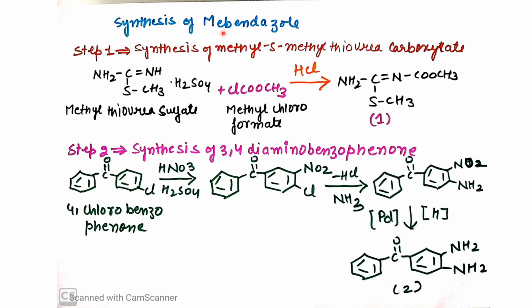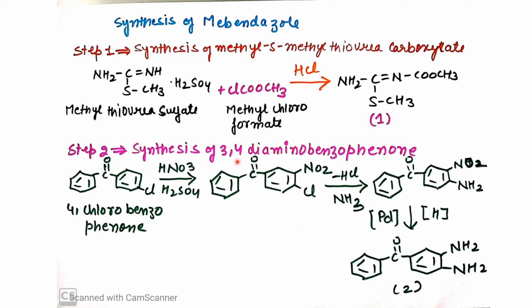Synthesis of mebendazole is generally divided into 3 steps. Here you can see the first step and second step. In the first step, the synthesis of methyl S-methyl thiourea carboxylate will take place, and this is indicated by the number one, that is methyl S-methyl thiourea carboxylate. So here you can see this is the first step.